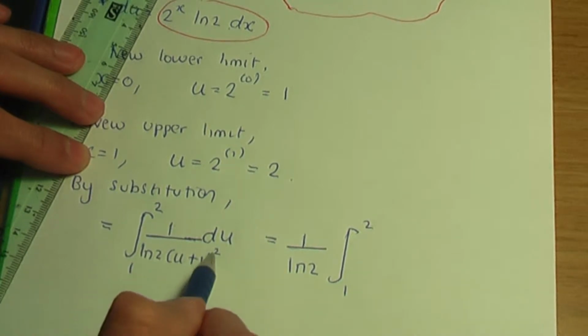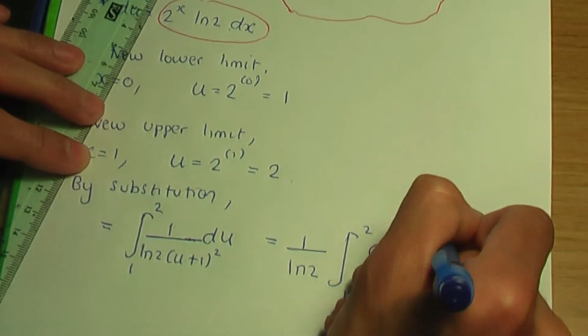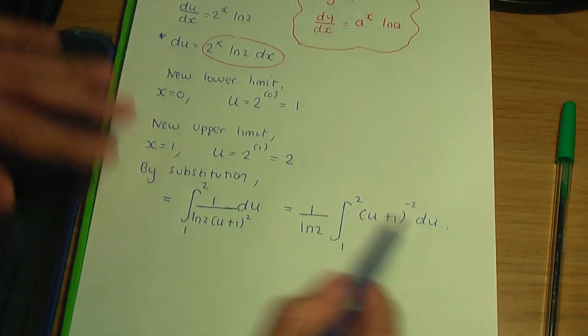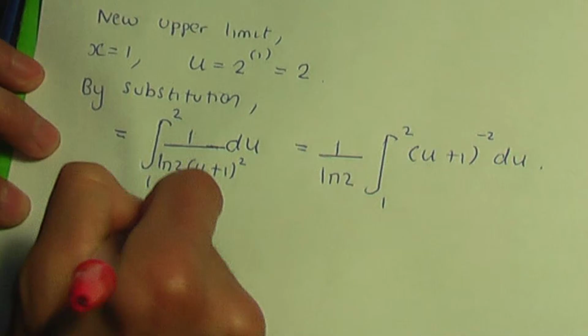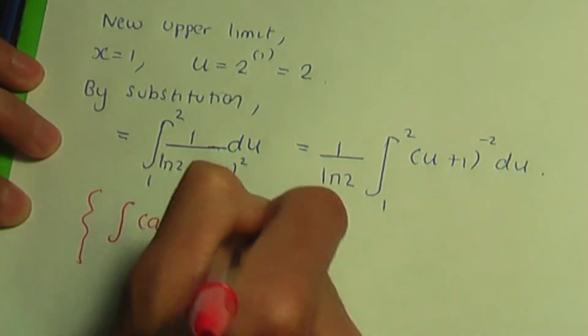Now u plus 1 to the power of 2, I could write that as u plus 1 to the minus 2. And why did I rewrite it like this? Because there is a quick result for when you integrate ax plus b to the power of n.